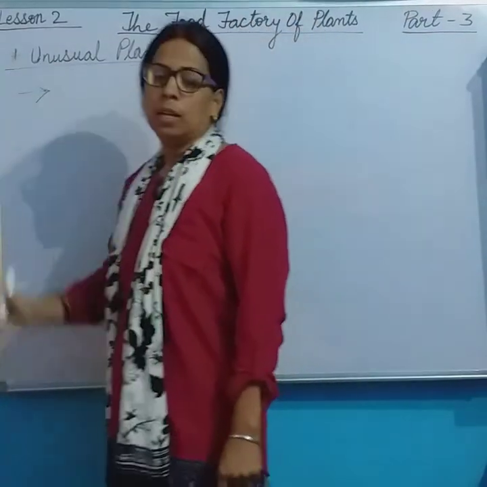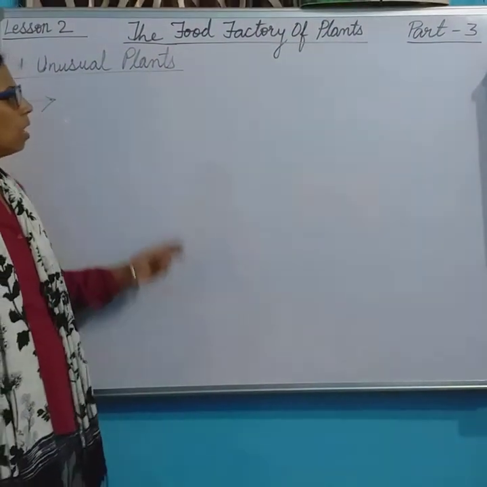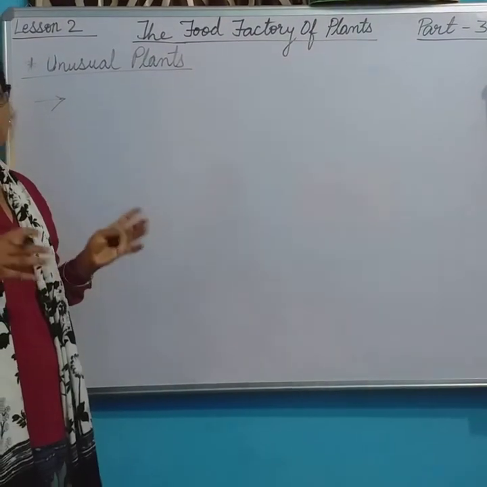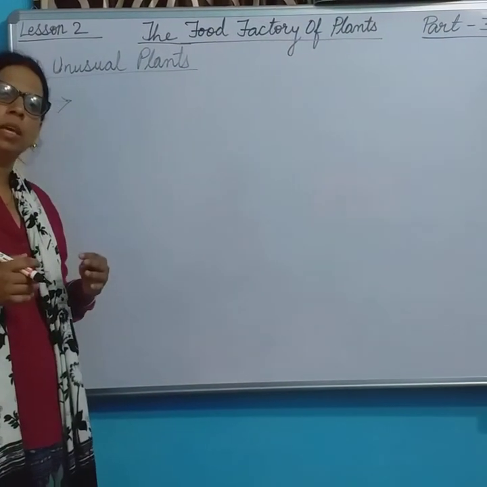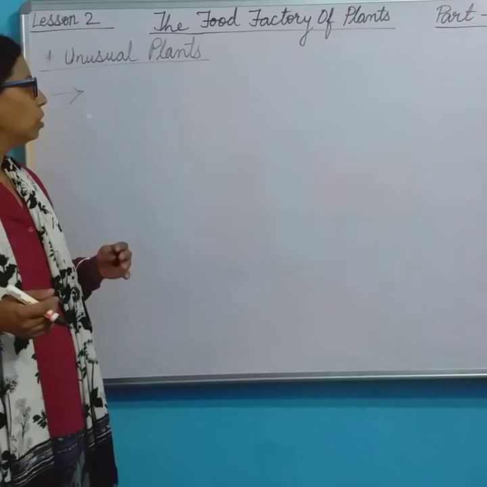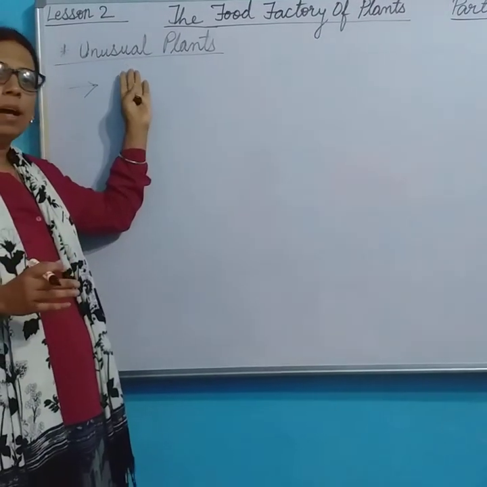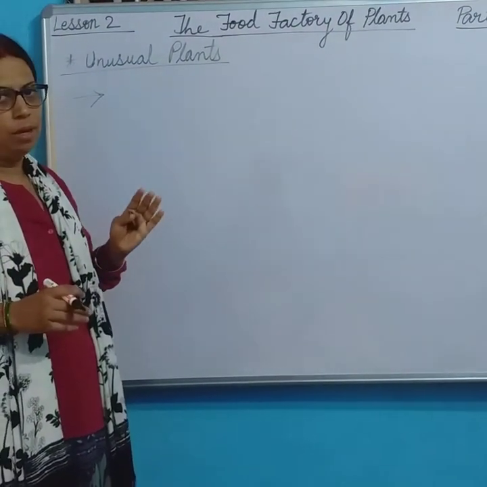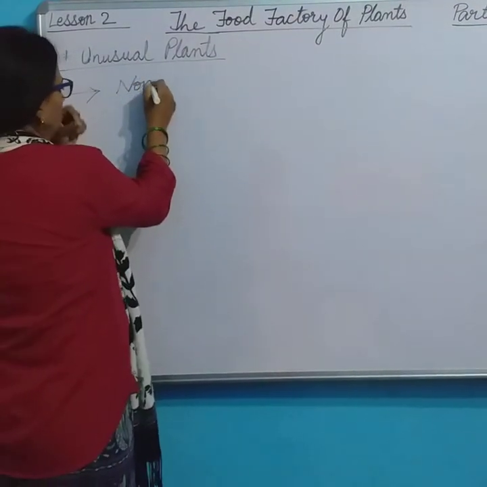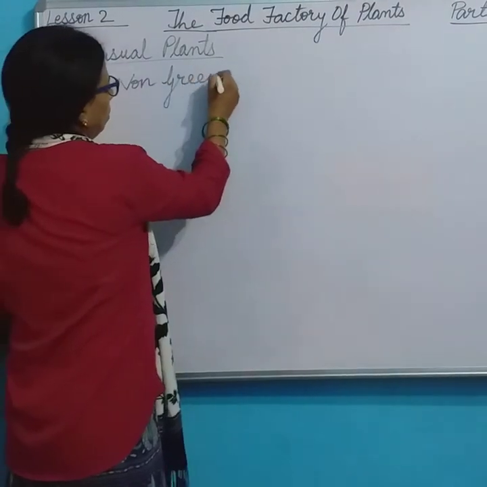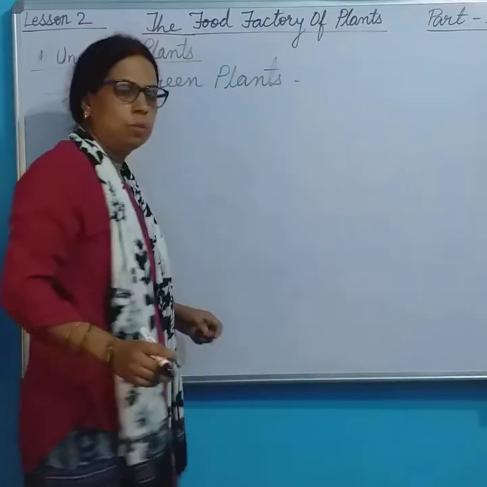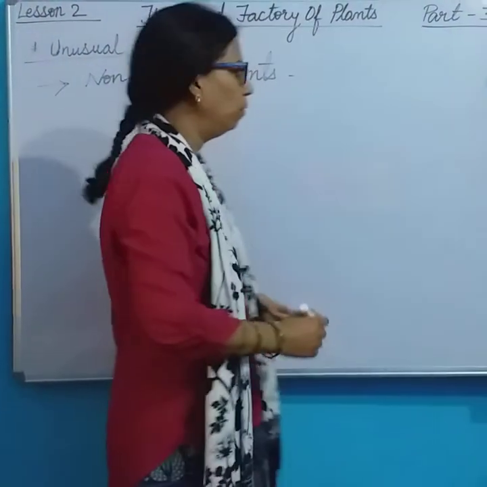Now next topic, some unusual plants. There are certain plants which are not very usual as they are not green. Whenever we think of plants, what color comes to our mind? Green. But there are certain plants which we keep in the unusual plants category. You know why? Because they are not green. So those plants, we call them non-green plants. Non-green plants are those plants which do not have chlorophyll in them.